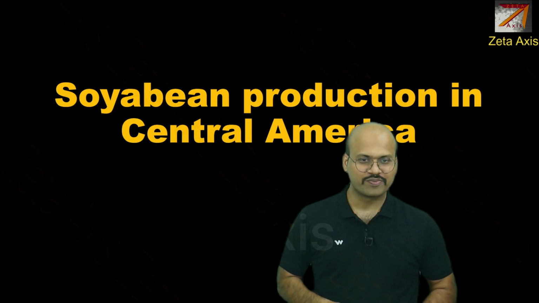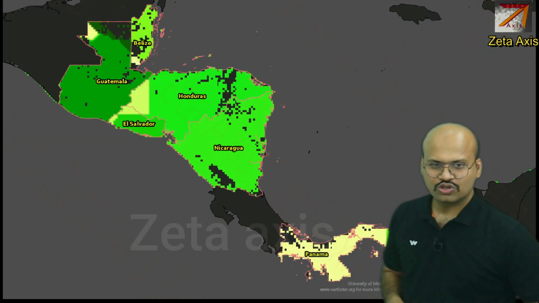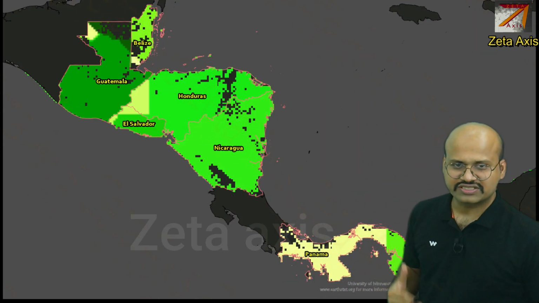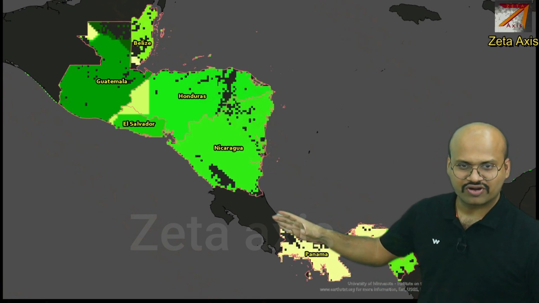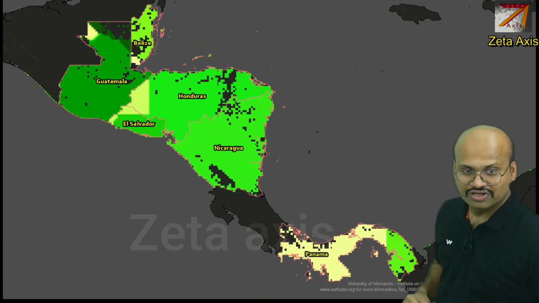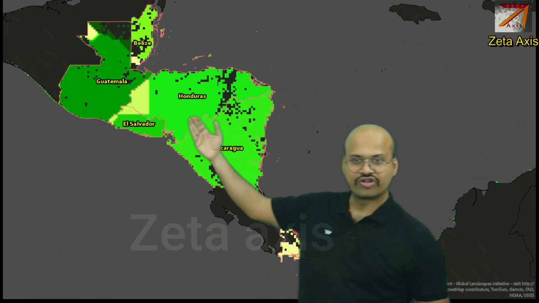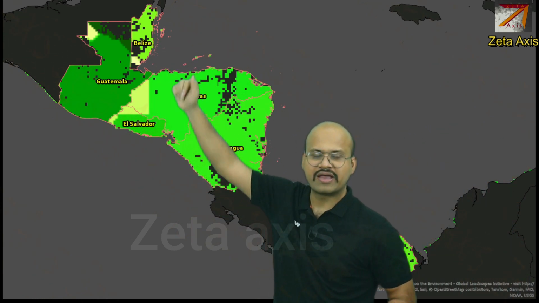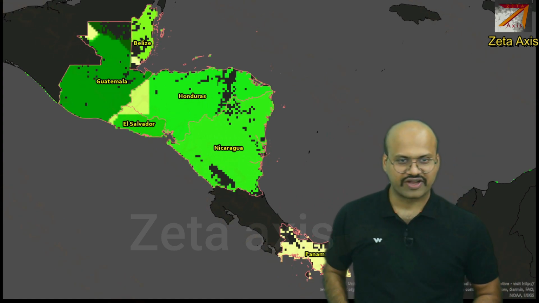Now let's see soybean production in Central America. So soybean is produced in almost all the states of Central America except for Costa Rica, where an insignificant amount of soybean is produced. So right from Panama, Nicaragua, Honduras, El Salvador, Guatemala and Belize, all of them produce a significant amount of soybean.